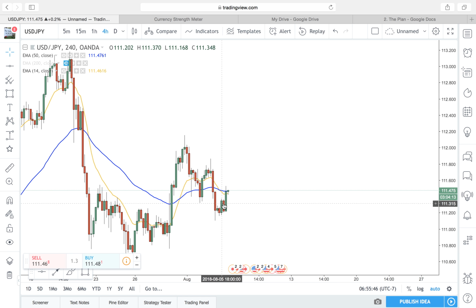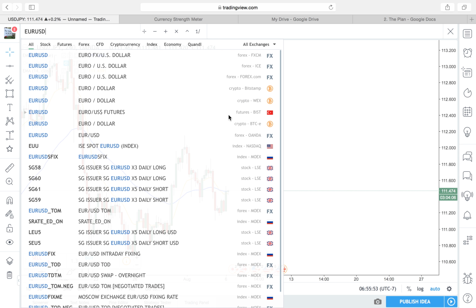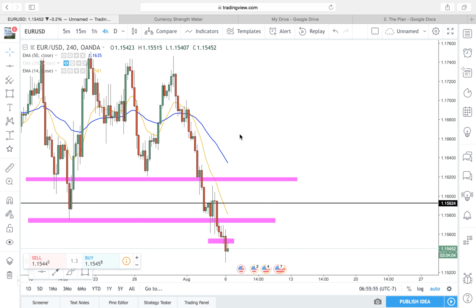Didn't like what USD JPY was doing. We weren't in between any nice zone. There wasn't a break of any structure. I stayed out. What did I do? I went to EUR/USD. I liked what EUR/USD was doing, but I stayed out. We're just making a pullback.